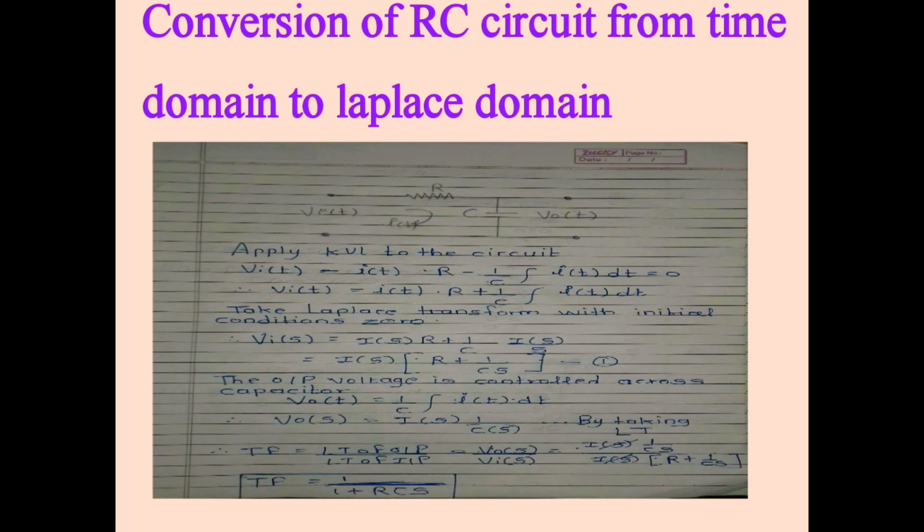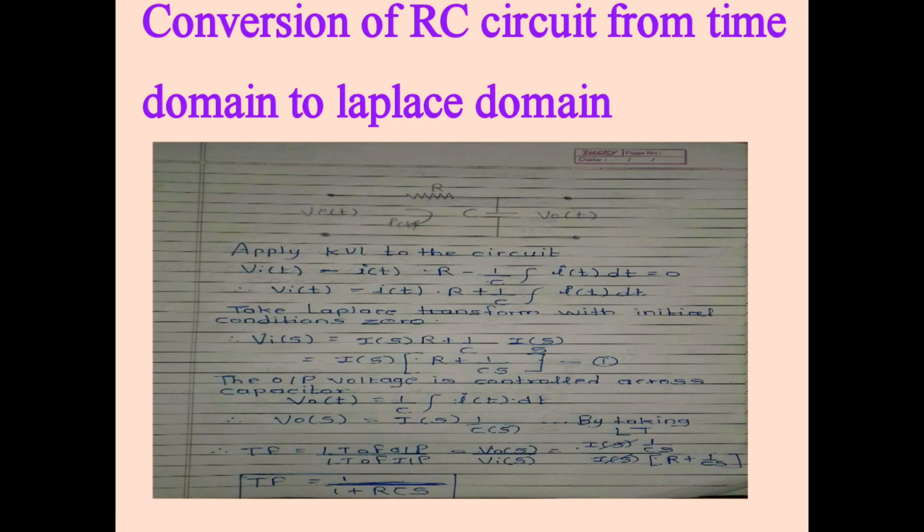Now, conversion of an RC circuit from time domain to Laplace domain. Here we have taken an RC circuit, all in its time domain form. A resistor is connected in series with the capacitor. v of t is the input in time domain, i of t is the current in time domain, and Vo of t is the output signal in its time domain form.